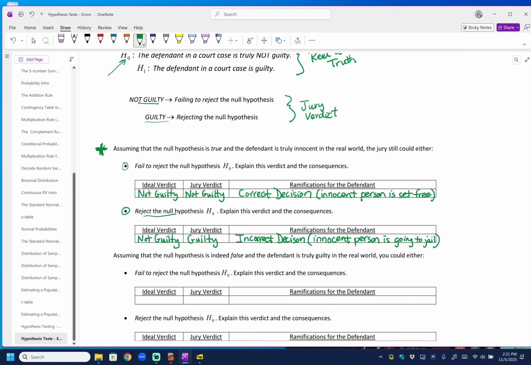So, obviously that is not a great outcome, right? An innocent person going to jail, not at all. But we want to make sure that we identify what wrong decision this is. So remember, if you reject a true null hypothesis, then that is called a type 1 error.